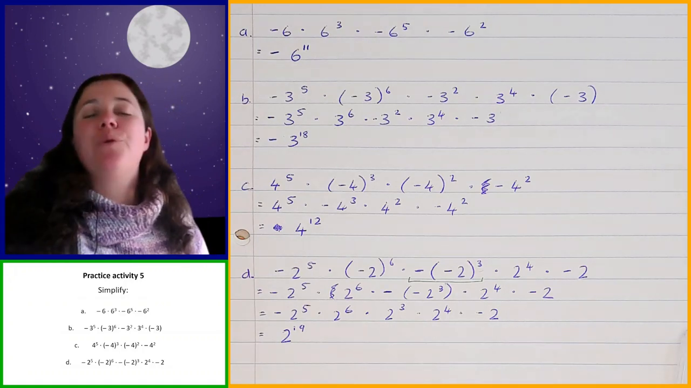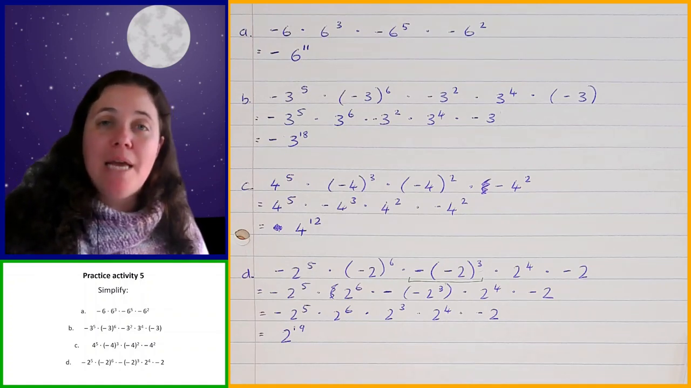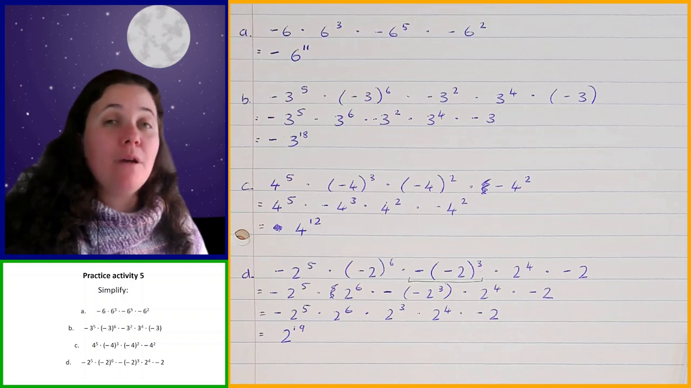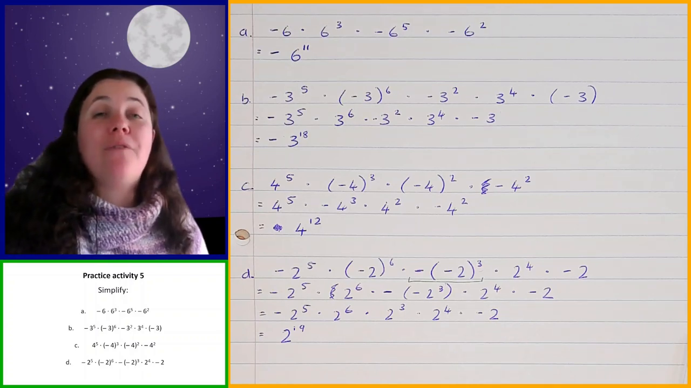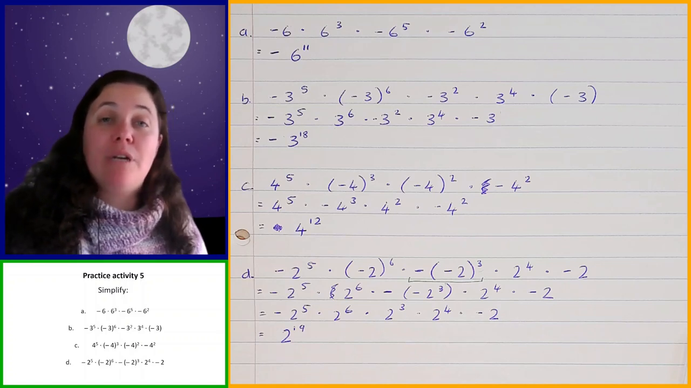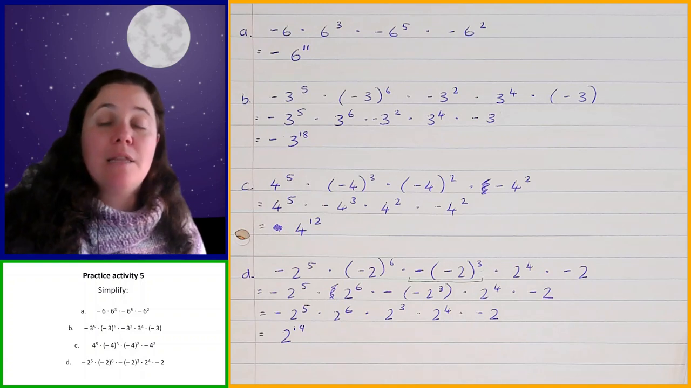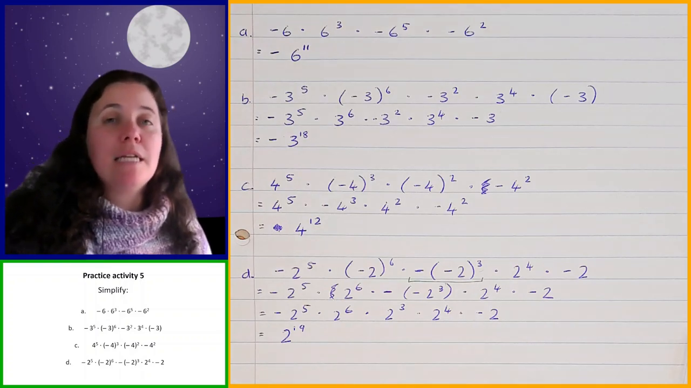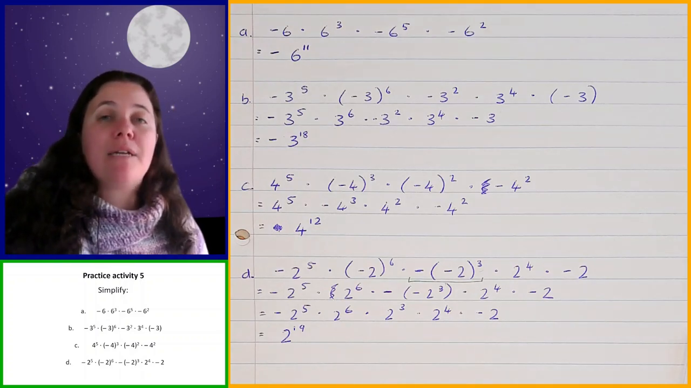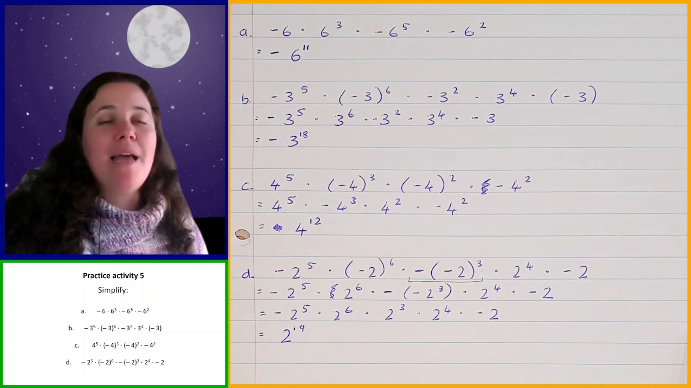Okay, so that is what we do when we are multiplying powers that have like bases or the same bases. We keep the base the same and we add the exponents. And don't forget that when you have negatives involved, you have to figure out if it's going to be positive or negative. If the negative is part of the base, so if it's in brackets, then if the exponent is even, it's going to change to positive. And if the exponent is odd, it stays negative. And then you can sort out anything that has the same bases by keeping the bases the same and adding the exponents.